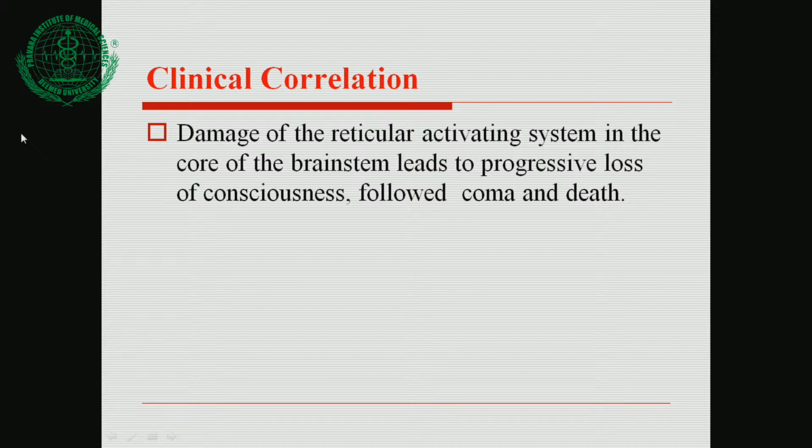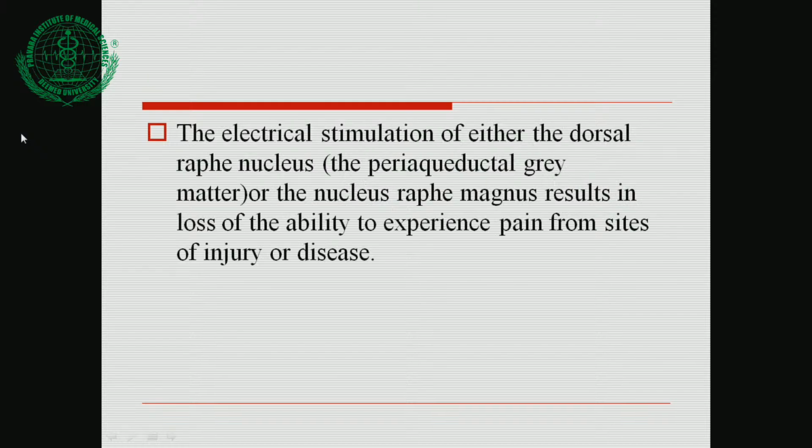Clinical correlation, that is, the applied importance of the reticular activating system. Damage to the reticular activating system in the core of the brainstem leads to progressive loss of consciousness followed by coma and death. Electrical stimulation of either the dorsal raphe nucleus, that is the periaqueductal grey matter, or the nucleus raphe magnus, these are midline nuclei, results in loss of ability to experience pain from sites of injury and disease.